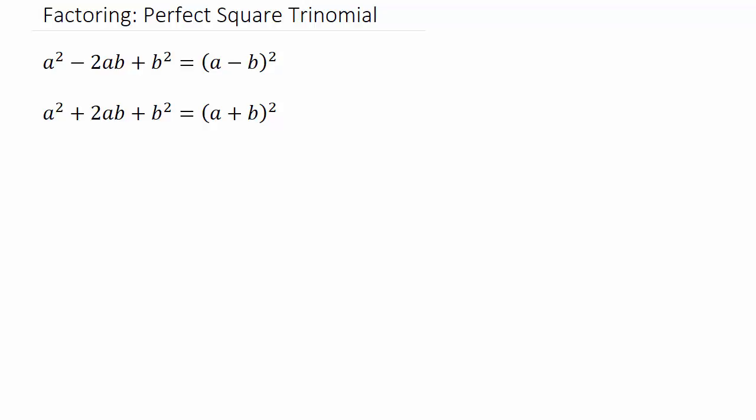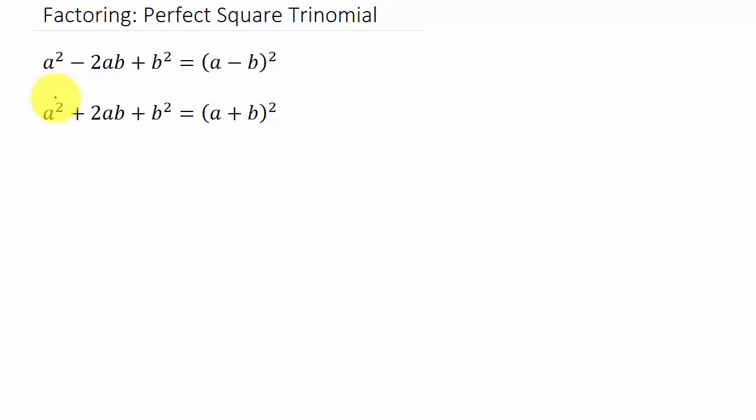Alright, so in this video, let's look at factoring perfect square trinomials. What we have to do is determine if it's a perfect square trinomial. If you have three terms, the way that we see it's a perfect square trinomial is where it factors into parentheses squared.